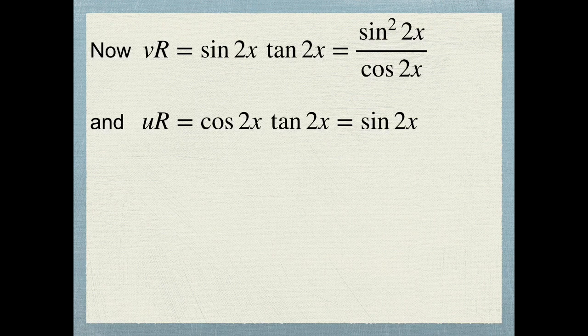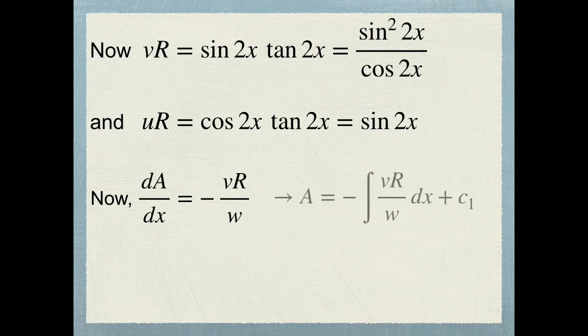Okay, now for better understanding, we will calculate vr and ur. The value of v is sin 2x into r, tan 2x. I am getting sin square 2x by cos 2x. And on the other side, ur is cos 2x into tan 2x, which is giving me sin 2x.